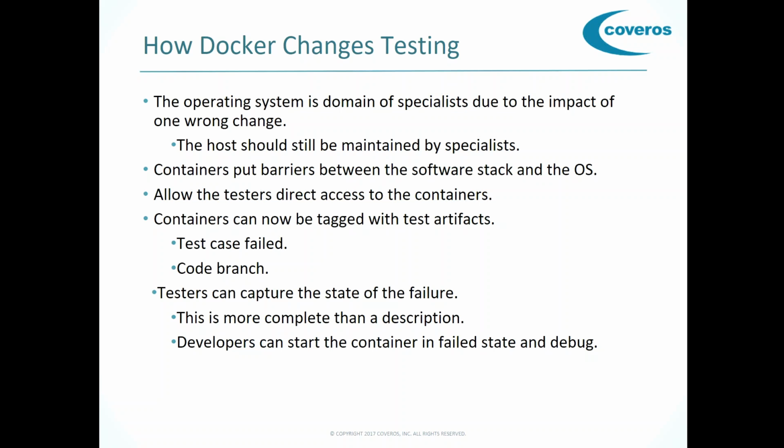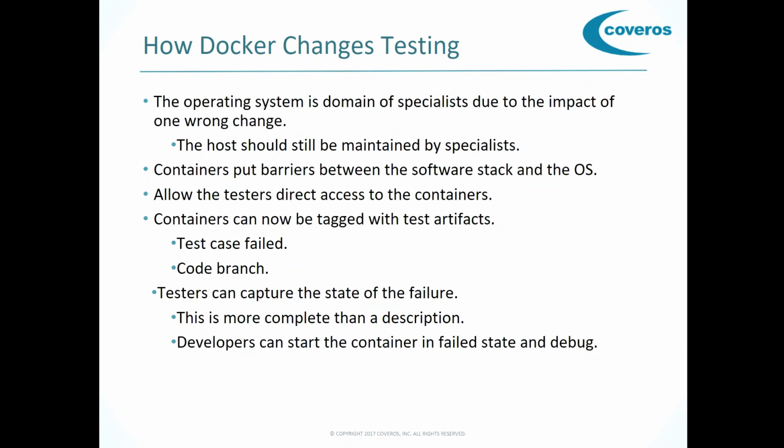The containers put barriers between the software stack and the OS. So that means unless something really strange is going on, what's happening in the container is going to be somewhat isolated and protected from the OS. We can also at this point allow the testers direct access to the containers in dev and test so that they can see logs, they can see what's going on. Maybe they have a bad test, right? They roll through the logs and they can see that they're testing for the wrong things, rather than having to put in a service desk request, wait 24 hours to get the log back and then forget what they were testing in the first place.